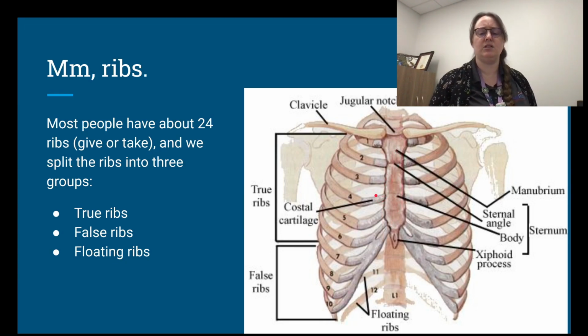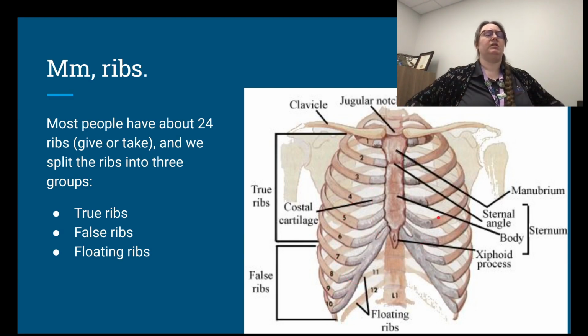Now, why do we have cartilage right here, not bone all the way around? Well, again, we need to be able to stretch when we breathe deeply, but still be able to protect our lungs and our heart, because that's what these are doing. Not only is it giving us stability for our upper body, but it's also protecting our lungs and our heart, because they're vital to the whole living bit.